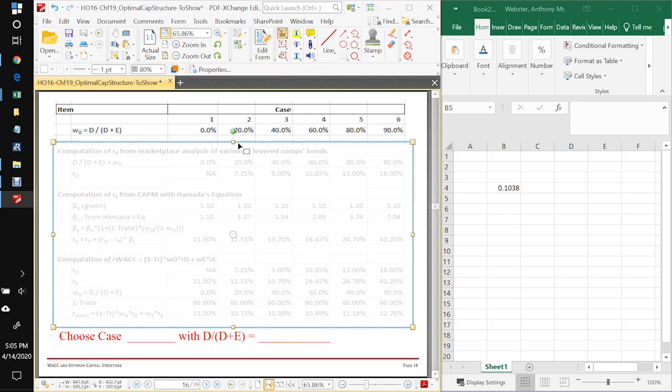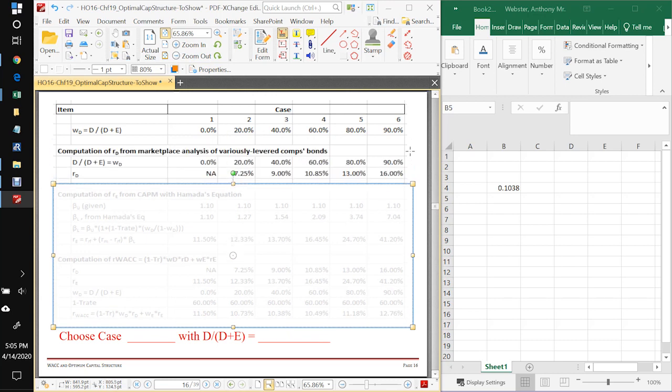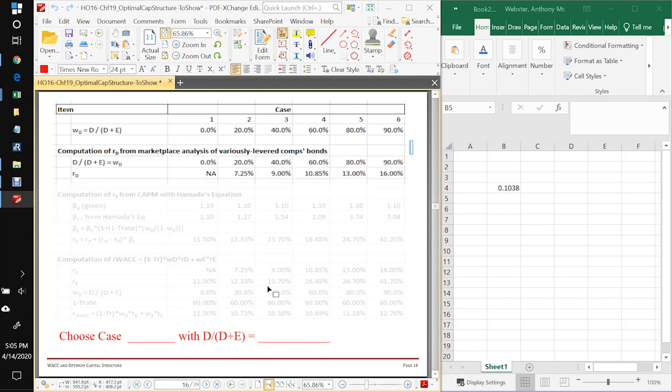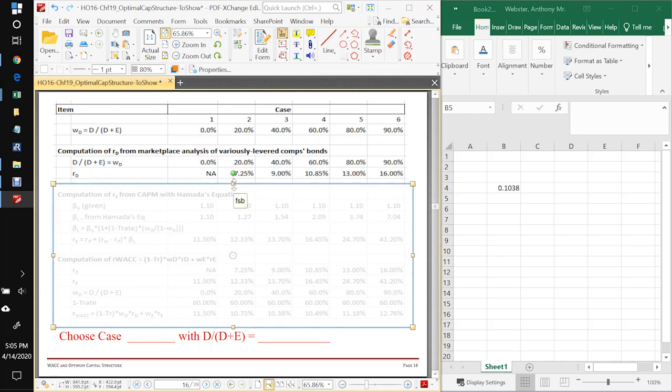So let's see how it works here. So the first thing we want to have is a nice table like this that shows everything that's going on to the CFO on one page. So the first thing that we show her is we went out and did this work on comps of different leverage, and we found that, for example, for comps with 60% debt to enterprise value, the cost of debt capital is almost 11%. And for our very highly levered comps, we found that their cost of debt capital was about 16% on average.